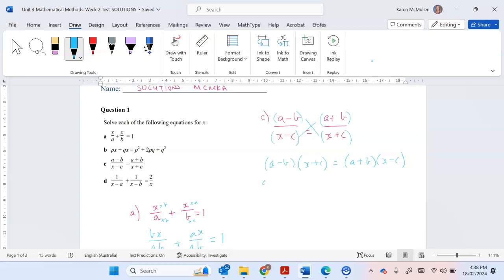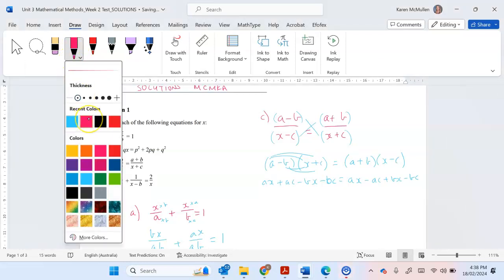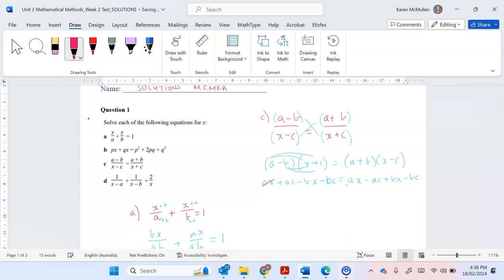I do have a bit of expanding to do, which is a little bit annoying, but skills that you definitely have. All right, so we get ax, so you know how to expand like that. All right, so a times x, a times c, minus bx, minus bc. And then on the right side, ax minus ac plus bx minus bc. Now, if you have the same thing on the left side as you do on the right-hand side, they just cancel out. So this ax cancels out with that ax. The ACs don't, because you've got a positive AC on one side and a negative on the other side, but we do have a negative BC and a negative BC, so they cancel out.